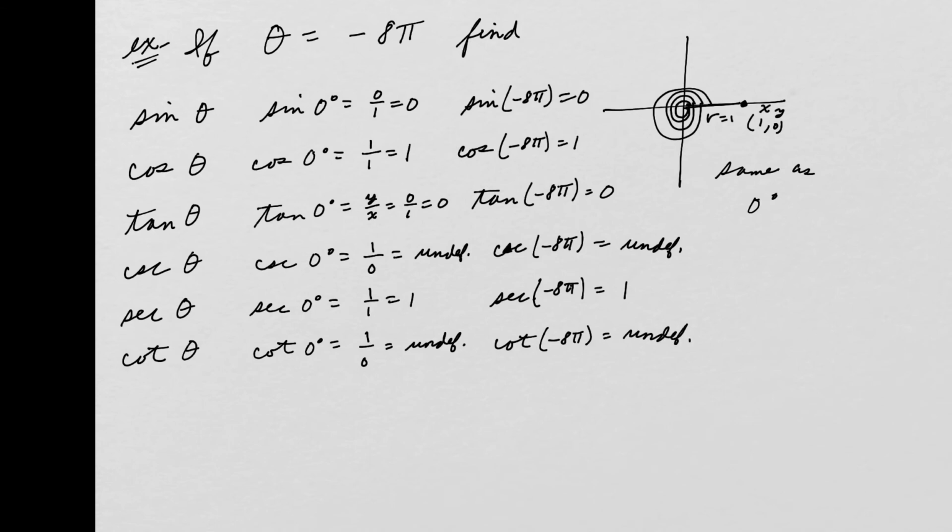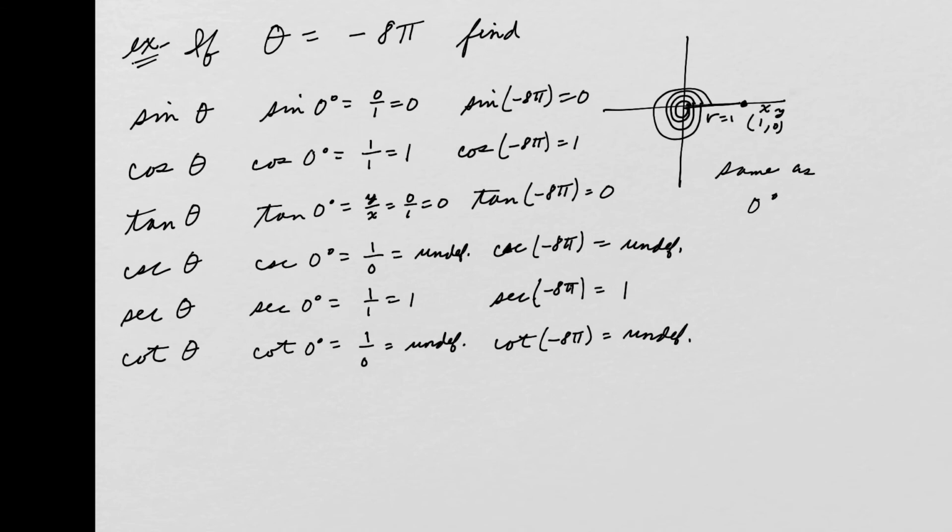Right, because negative 8 pi is exactly the same as 0 degrees. And we're right on the axis. We're not in any one quadrant, so we don't have to worry about that. So it's exactly the same as if the angle were 0 degrees.